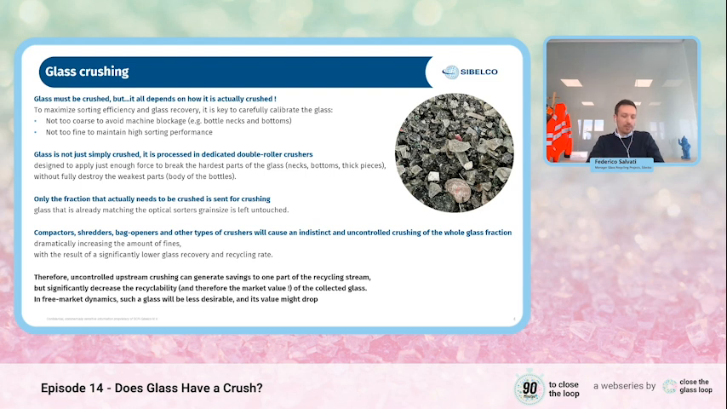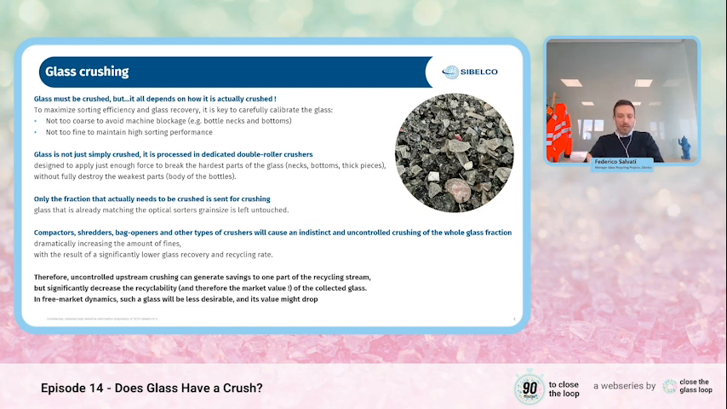What is already below this size is left untouched and will then eventually go directly to the optical sorting stage. This said, we see how compactors, shredders, plastic bag openers, and basically any other type of crusher that is not a roller crusher is creating an indistinct and uncontrolled crushing of the full fraction of glass. This will then generate an increased amount of fines, and an increased amount of fines will then lower the recovery of glass itself and therefore limit the recycling rate.